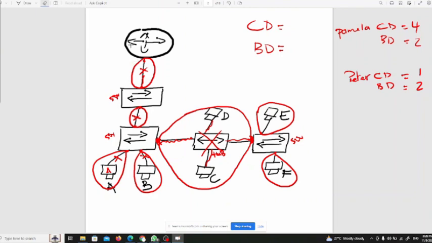So now we can count. We found all the collision domains of this topology, so we can count them. So here we have one collision domain, the second one, the third one, the fourth one, the fifth one, the sixth one, and the seventh one. So right now we have 7 collision domains. Okay, so now let us move to the broadcast domain.